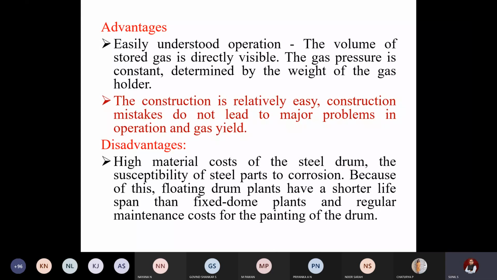This Indian design digester is also called the KVIC model, Khadi Villages and Industrial Commission. So either it is called a floating drum type, or Indian design digester, or KVIC model. All three mean the same.